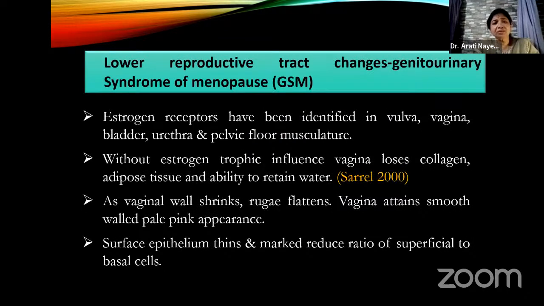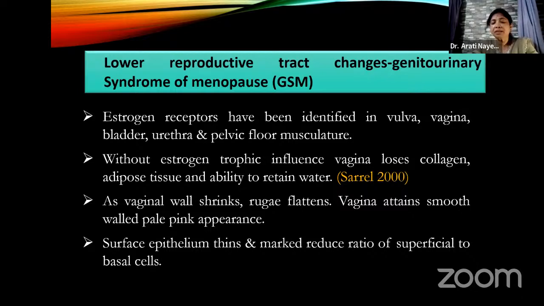What are the changes that occur in the lower reproductive tract? That is known as genitourinary syndrome of menopause. Normally, estrogen receptors have been identified in the vulva, vagina, urethra, and pelvic floor musculature. Without estrogen, the vagina loses collagen tissue, adipose tissue, and the ability to retain water. As the vaginal wall shrinks, rugae flatten, and the vagina attains a smooth wall with a pale pink appearance.